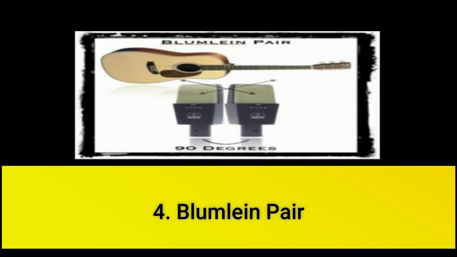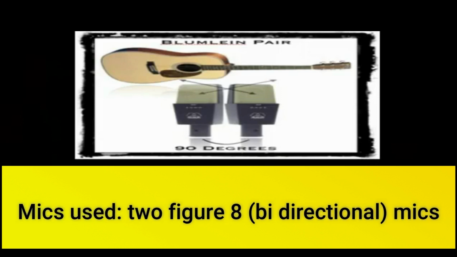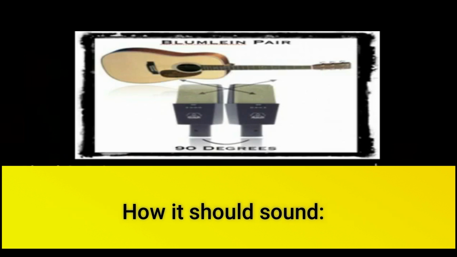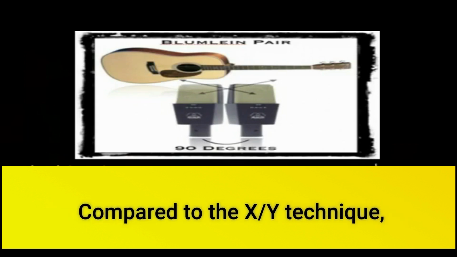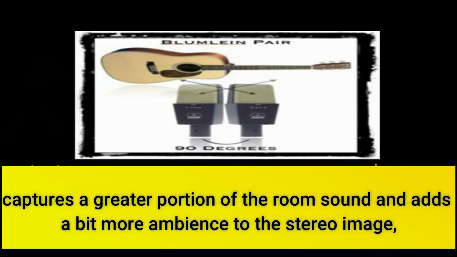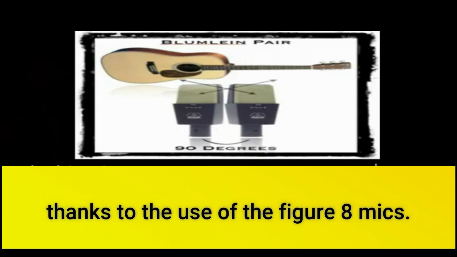Number 4. Blumlein pair. Mics used: two figure-8 bidirectional mics. Positioning: same as the XY technique. How it should sound: compared to the XY technique, the Blumlein pair technique captures a greater portion of the room sound and adds a bit more ambience to the stereo image, thanks to the use of the figure-8 mics.